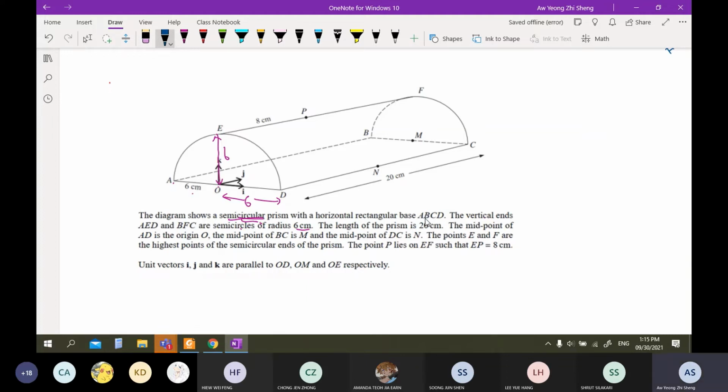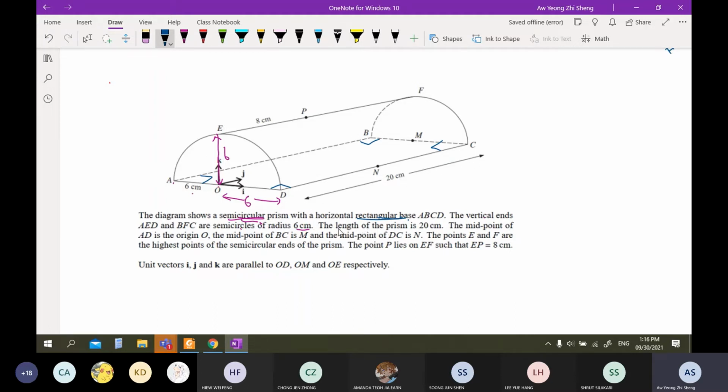Okay, then they say ABCD is a rectangular base. There's also useful information because you have 90 degrees here, 90 degrees here, 90 degrees here, and another 90 degrees here. That means the length of 20 cm from D to C can be brought over to AB.